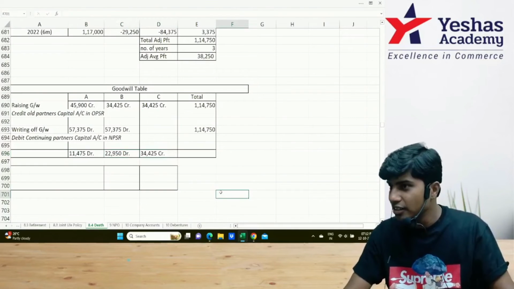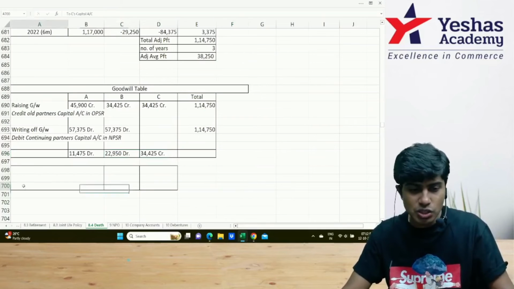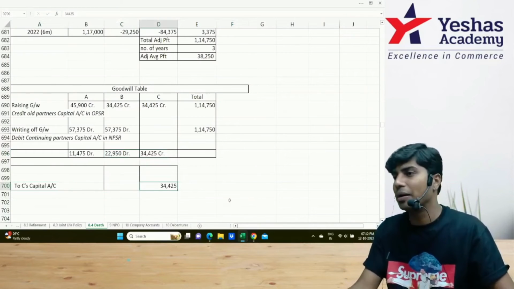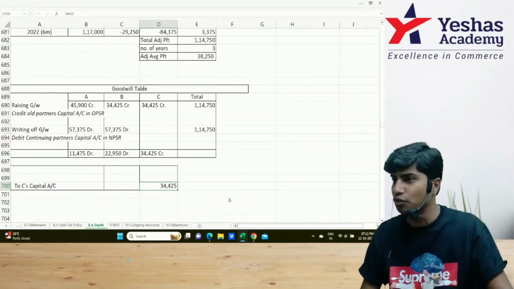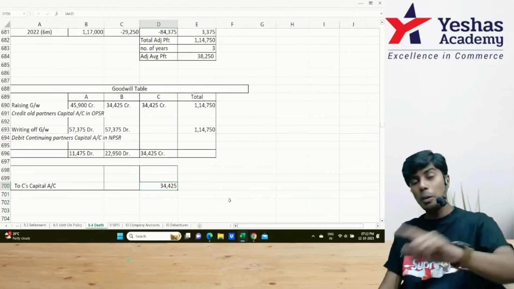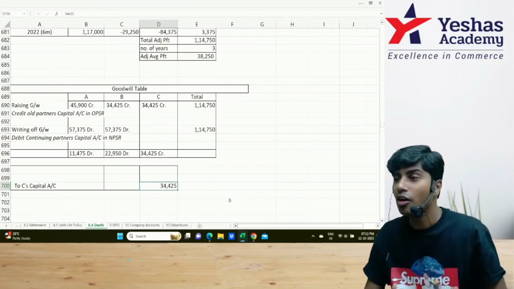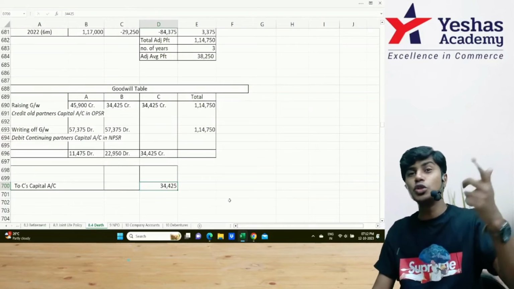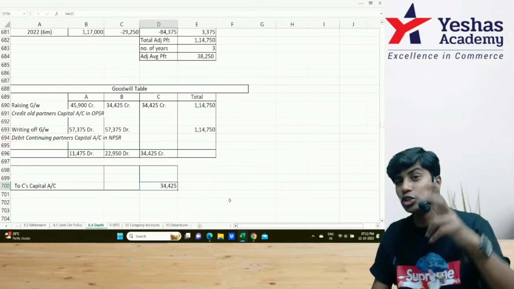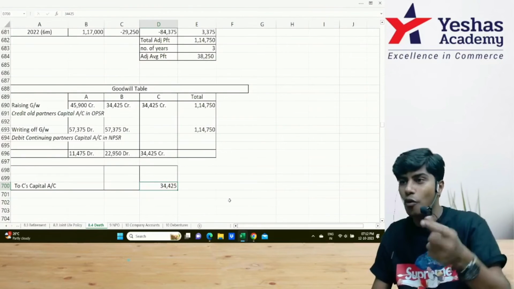C is dead. C's goodwill is what he wants. So C's goodwill has to be paid to C. C's capital will increase by 34,425. And this has to be paid by A and B. In what ratio? 4:3:3 is the ratio. It's going to become 1:1. So how much are they gaining?